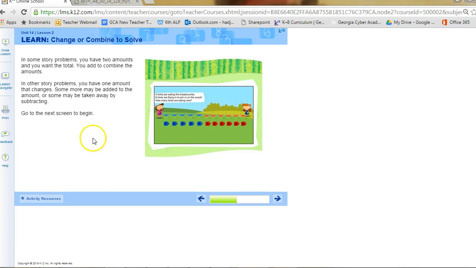Okay, and your student did problems to decide if they were combining groups, if they were adding, or if some went away, if they were subtracting.